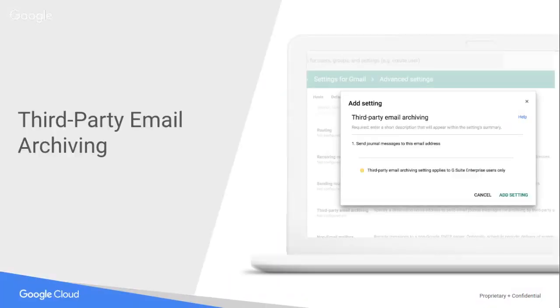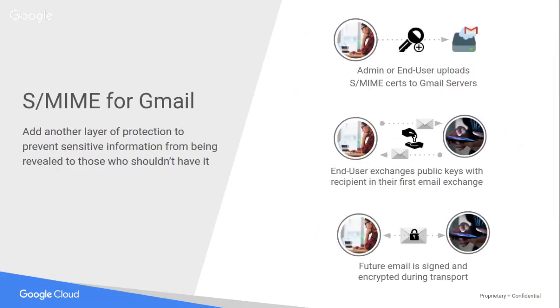Alrighty, moving on to the next. If you have any requirement for archival, third-party email archival is also possible, and Google Vault gives you that option. And this is a higher level of security, that is S/MIME. I don't know how to pronounce that, but this is where admins can have their data or email protected.